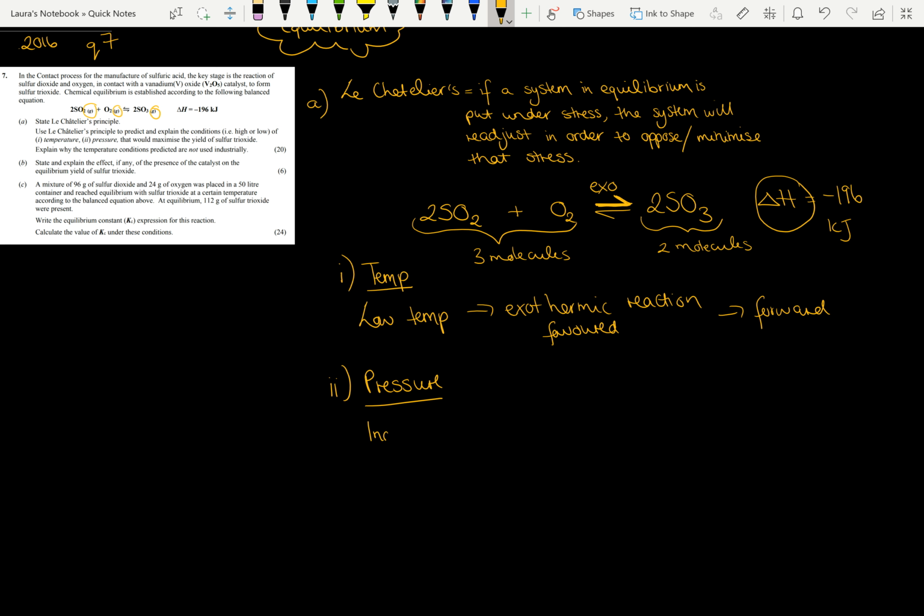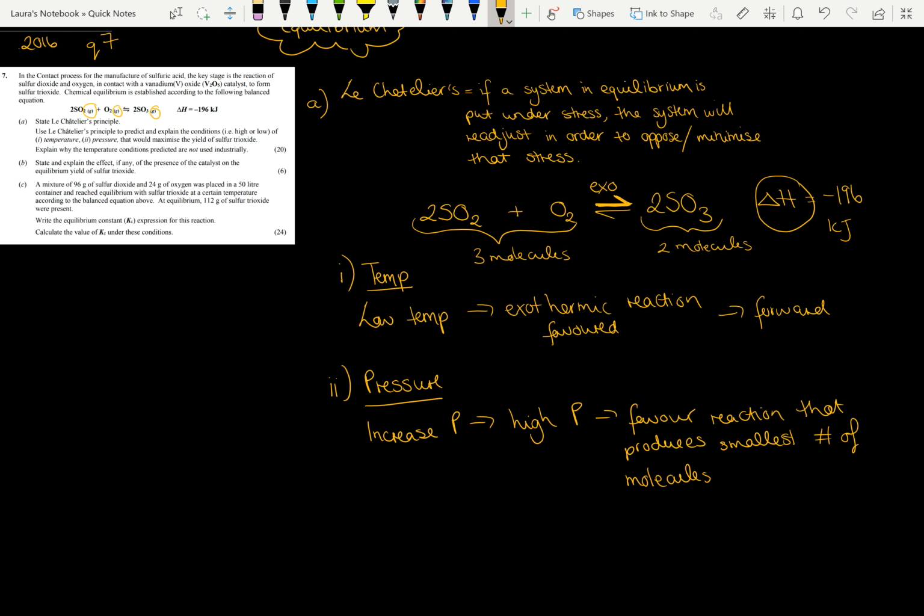So the answer to that is we want a high pressure. So we want high pressure because it's going to favor the reaction that produces the smallest number of molecules. And that, in this case, is the forward reaction, which is what we want because we want to increase the product and produce the smallest number of molecules.